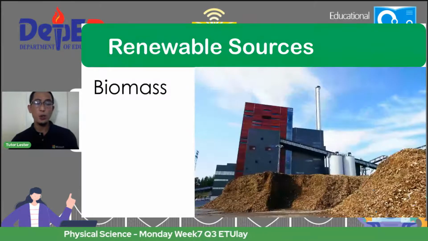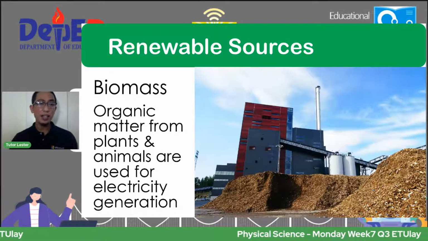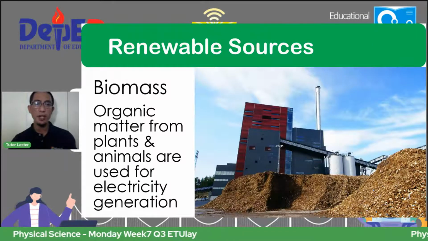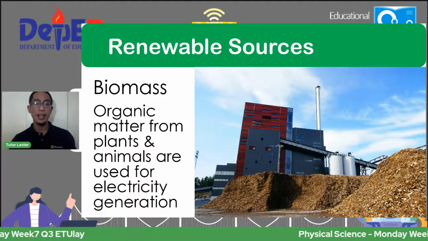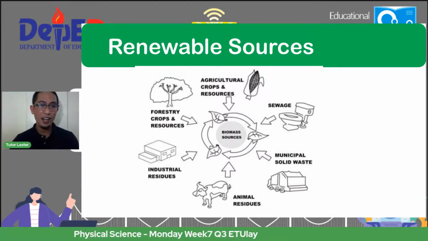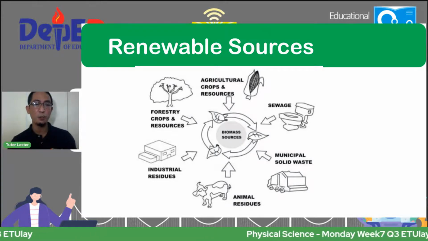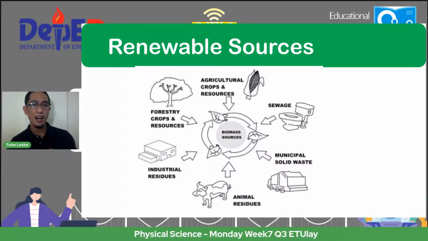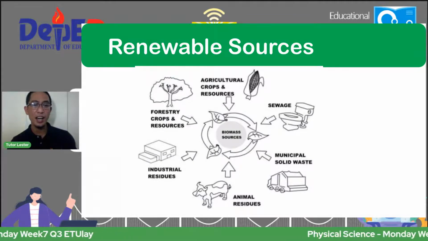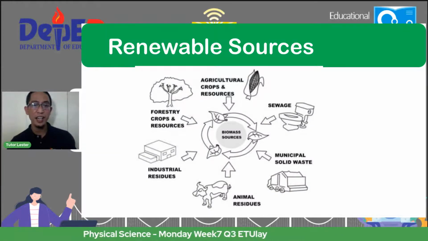So biomass is also one of the renewable energy sources. So sa biomass po, the organic matter from plants and animals are used for energy generation. So paano po ginagamit ang organic matter from these plants and animals? All right. So dito makikita po natin in this illustration. So we have, example, organic waste. Ito po yung mga basura galing sa mga pananim, galing sa dumi, at galing sa basura na nabubulok lamang. So, ginagamit po ito para pag-generate ng electricity.